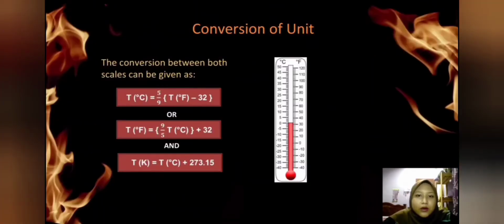Next, let's take a look at the conversion of units. The conversion between both scales can be given as follows. If we want to find the temperature in degrees Celsius, we must use this equation: 5/9 times the temperature in Fahrenheit minus 32. If you want to find the temperature in Fahrenheit, we must use this equation: 9/5 times the temperature in degrees Celsius, then plus 32. And if you want to find the temperature in Kelvin, we must add 273.15 to the temperature in degrees Celsius. And this is how the thermometers of Celsius and Fahrenheit look like.